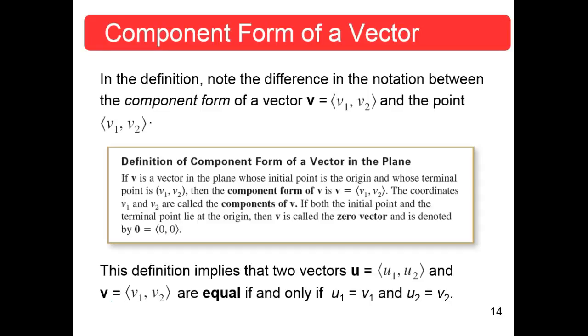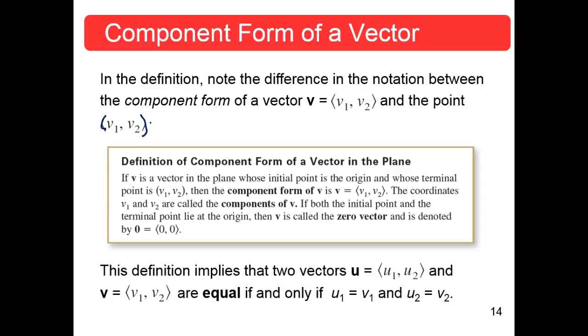In the book, do they have it right? Yeah, in the book, those are parentheses. Whoever did the typesetting here got it wrong. Those are parentheses for a point, angle brackets for a vector. They said, note the difference. They didn't show them. These are parentheses for a point, angle brackets for a vector.